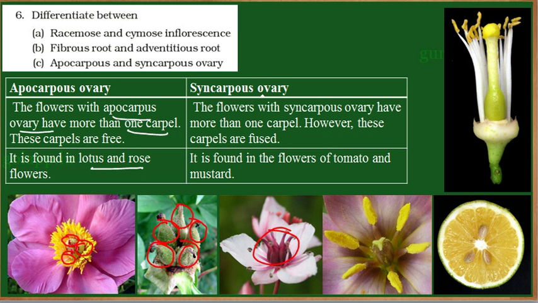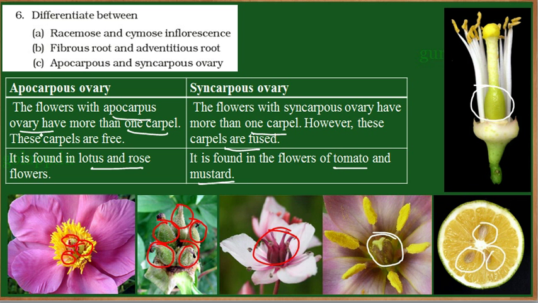In case of syncarpous ovary, here there are many ovaries, but all of them are fused to form a single carpel. So this is called syncarpous. They are synchronized, they are fused, they are synced. Many ovaries are present and they are fused to form a single carpel. They are found in tomatoes and mustard. So here we can see the carpels are fused. So this is also fused, a single carpel is present. This is an orange. Here we can see the carpels are fused.